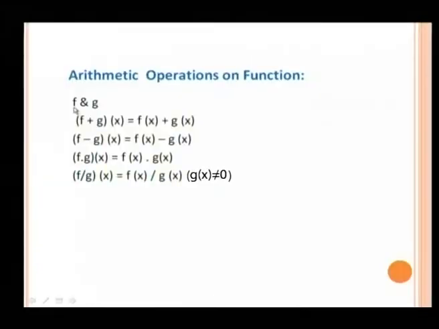If we have two functions, f and g, then the formula for the sum is f plus g of x is equal to f of x plus g of x. Then the formula for the difference is f minus g of x is equal to f of x minus g of x. And the formula for the product is f into g of x is equal to f of x into g of x. And finally, the quotient formula can be defined as f over g of x is equal to f of x divided by g of x.